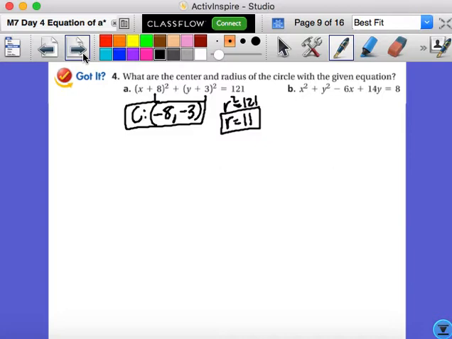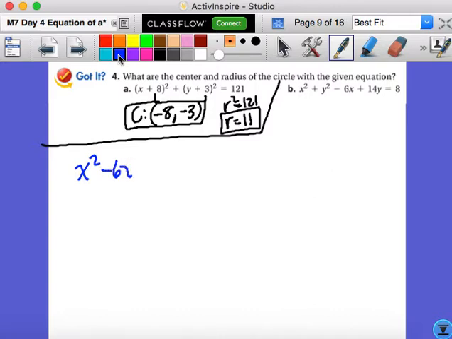So what I'm going to do with the remainder of this screen is I'm going to take a look at B, and I'm going to write B so that I can easily identify the center and the radius. So remember, collect your x's together. So I've got an x squared and a negative 6x. I'm going to have to add something to complete that square, so I'm going to put a blank there. Collect your y's together.